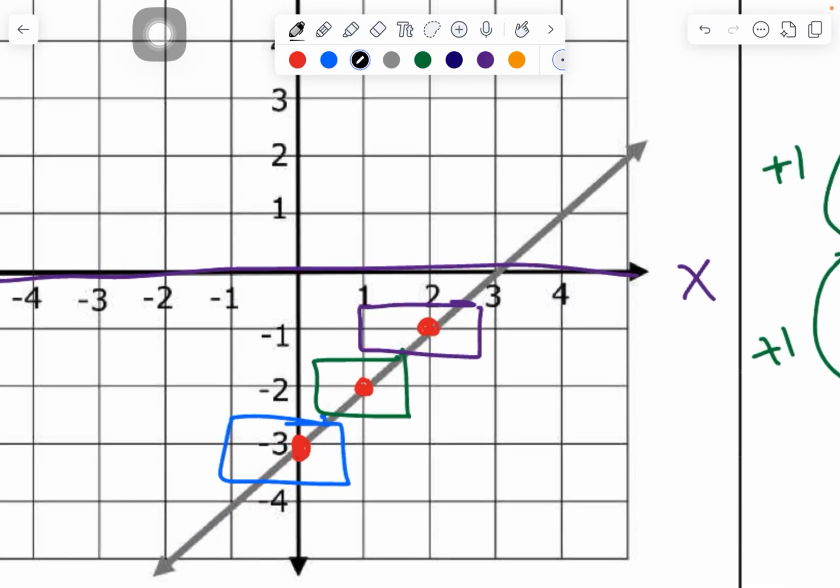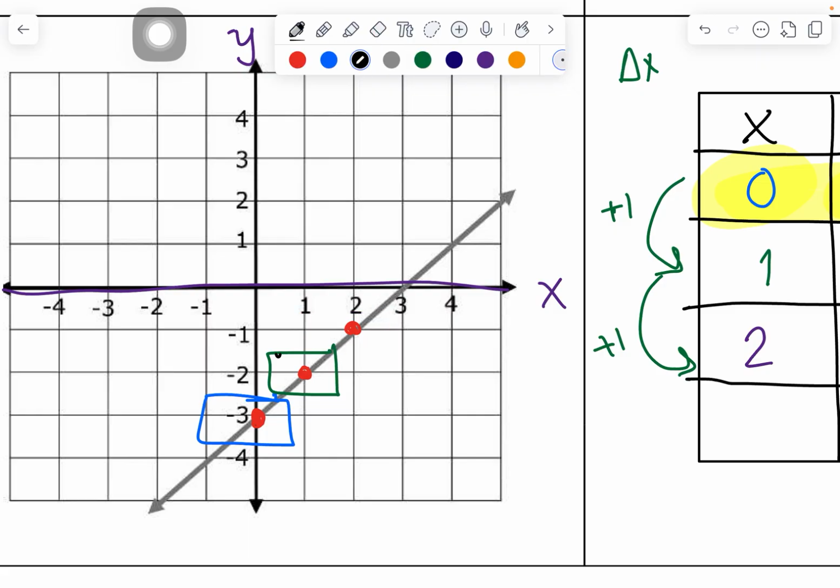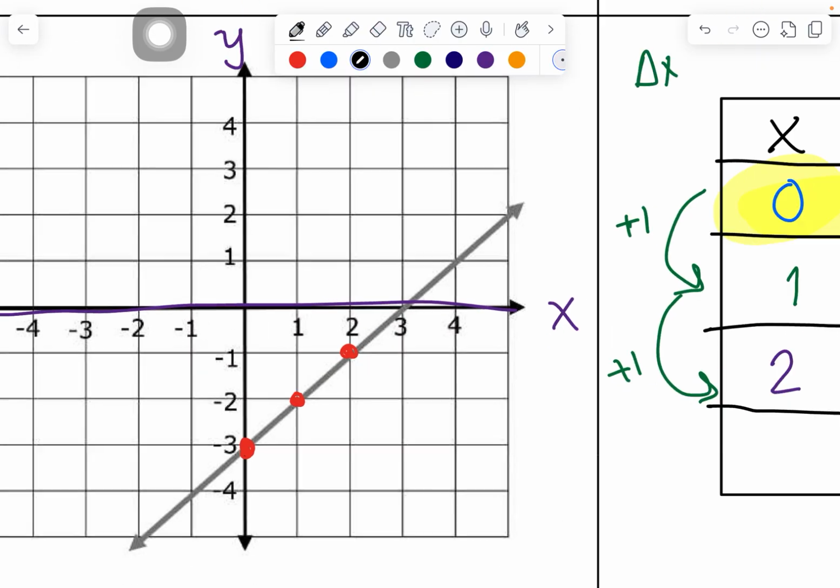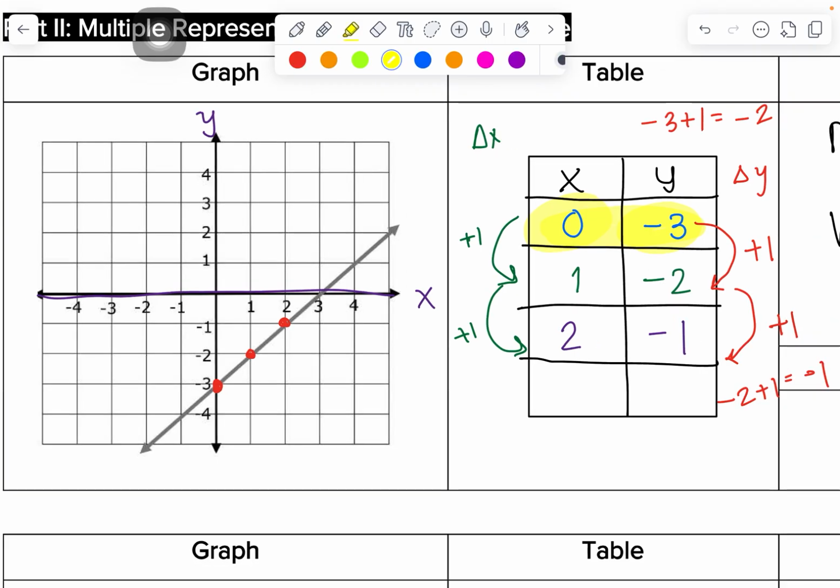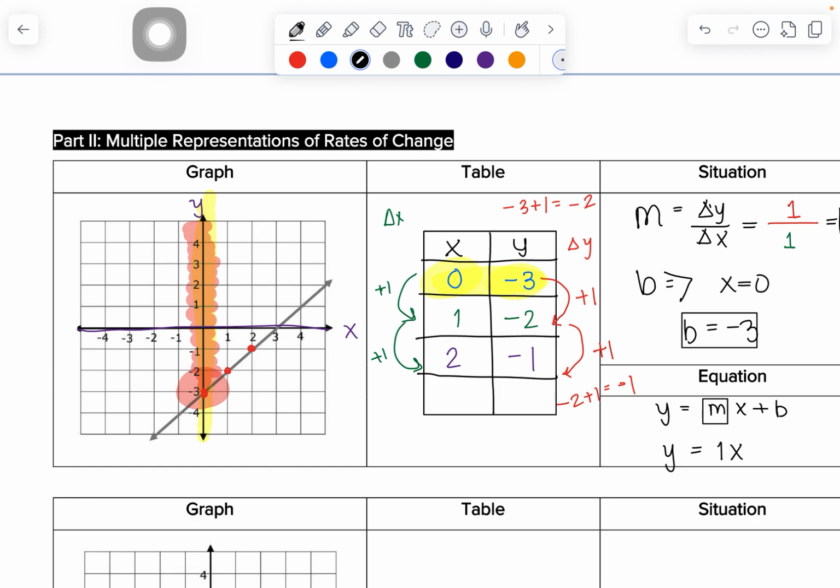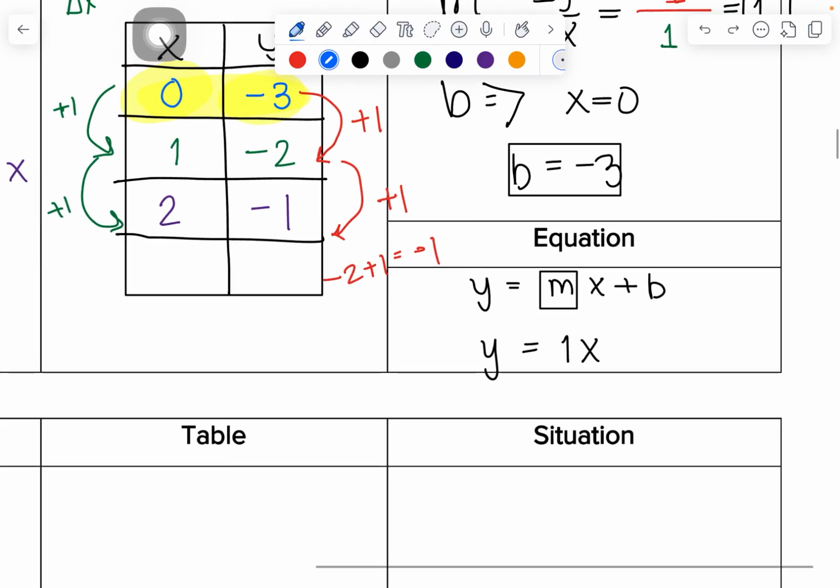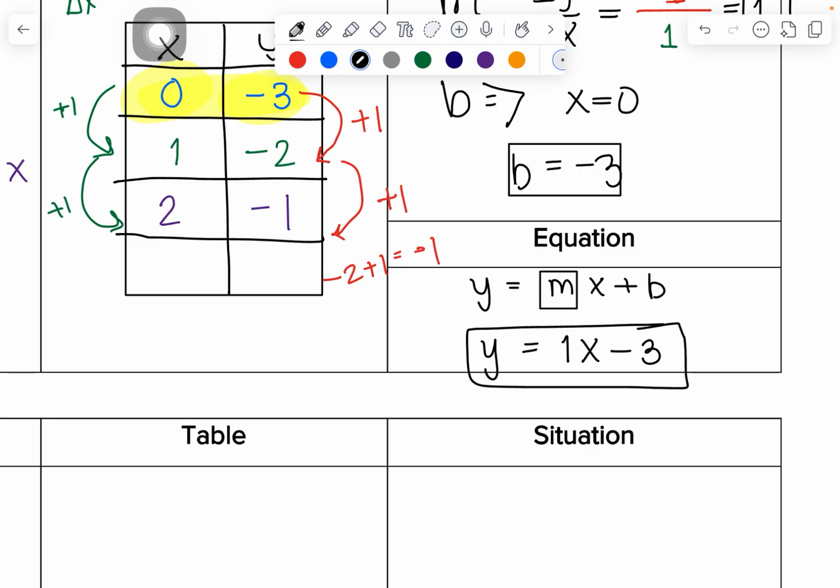In your graph, you can find it by looking at the only point you have across your y-axis. There's no point here, no point here, no point, until we get to -3. That is your y-intercept. The line, your equation, is intercepting the y-axis. Okay? So then, on my equation, this is going to be 1x minus 3. That's your equation.